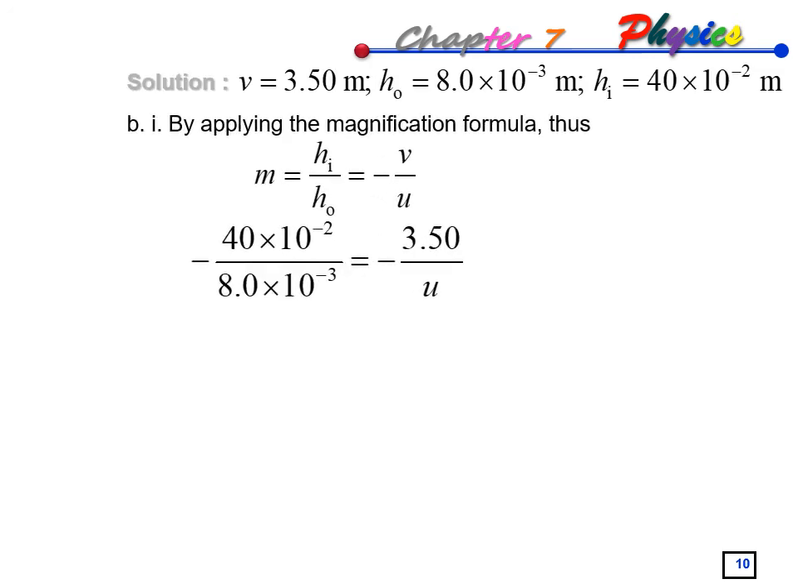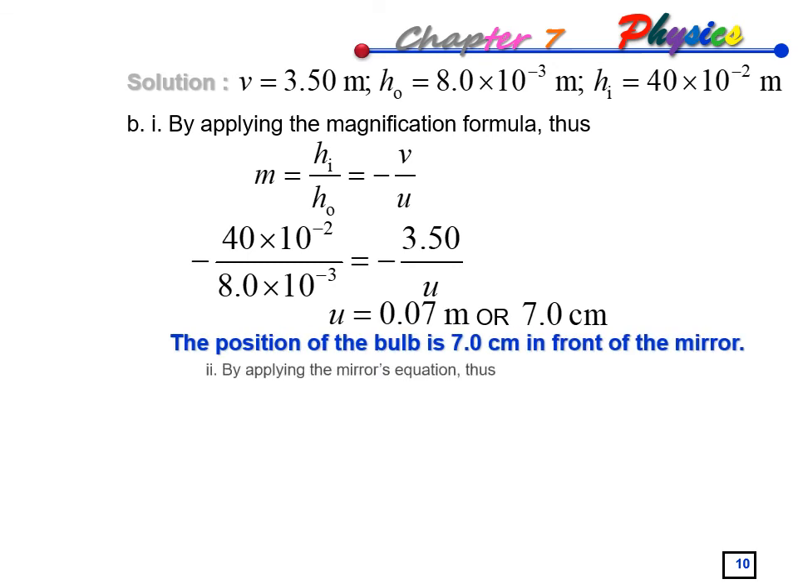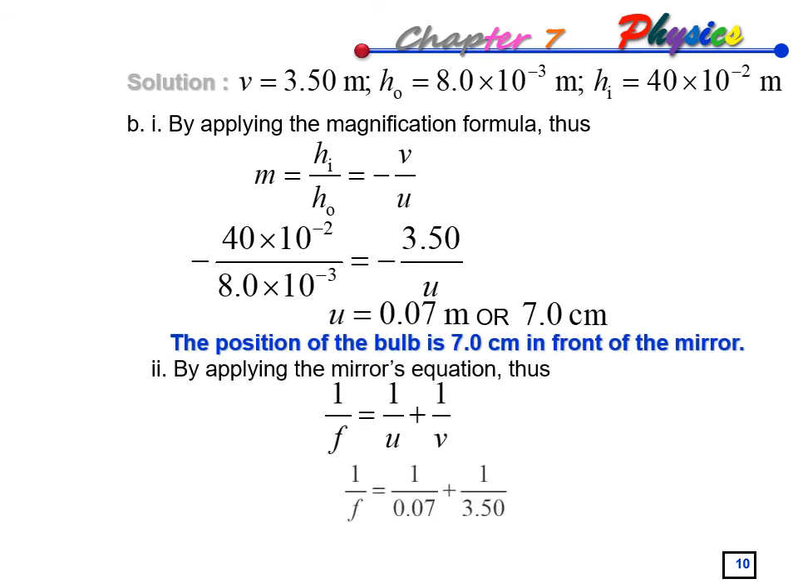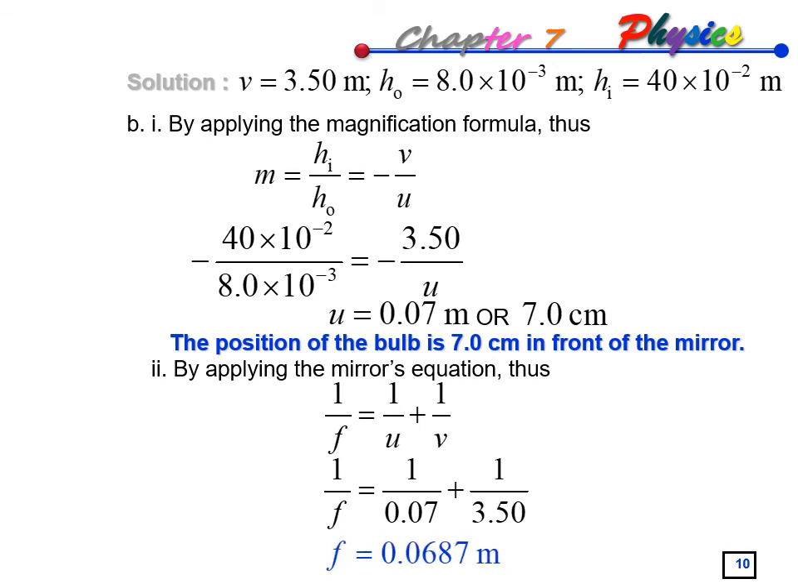Alright, so we can use the magnification, the height of the image over the height of the object. The image distance is given and the object distance is unknown, so determine the object distance first. Once we have the object distance, we can substitute it into the mirror equation and determine the value of the focal length. We end up with a positive focal length, which means we have a concave reflector here.